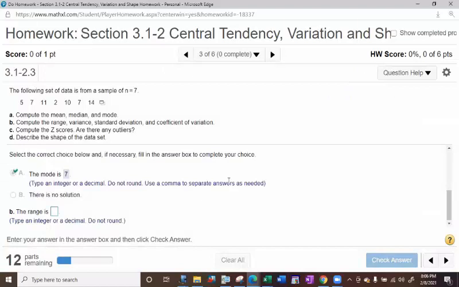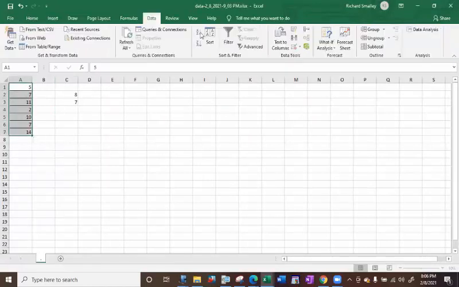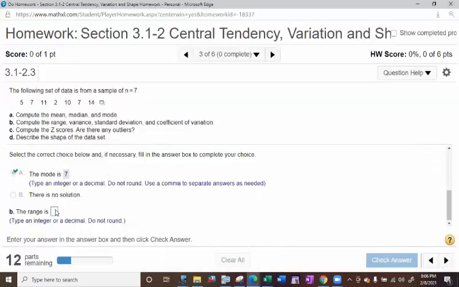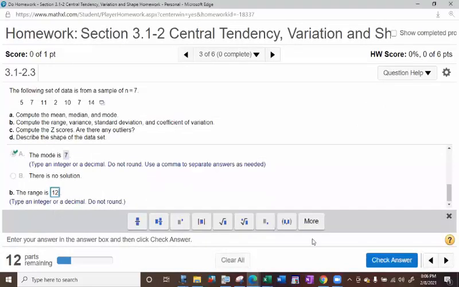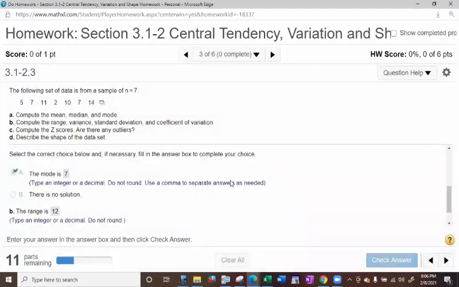Range? I mean, I can go ahead and sort this real quick to make it easier. Like I said, for this small set of numbers, it's probably not too difficult, but why not make it as easy as possible, right? Sort lowest. So that way, now that they're sorted, it'll be the bottom minus the top one. So 14 minus 2 would be 12. Check answer. Look at us go. We're tearing it up now, aren't we?